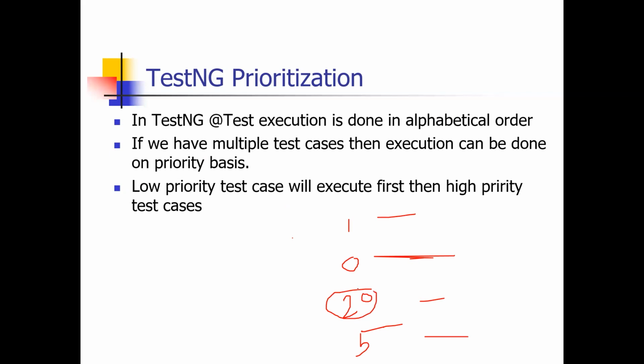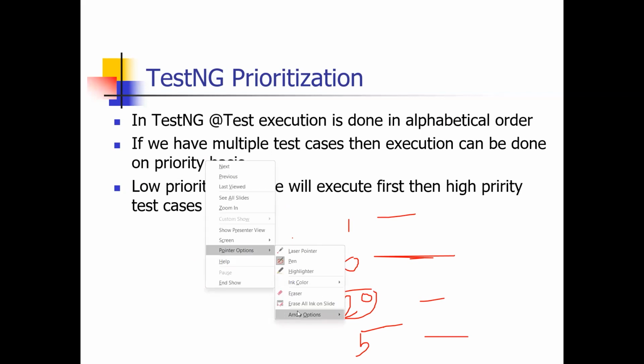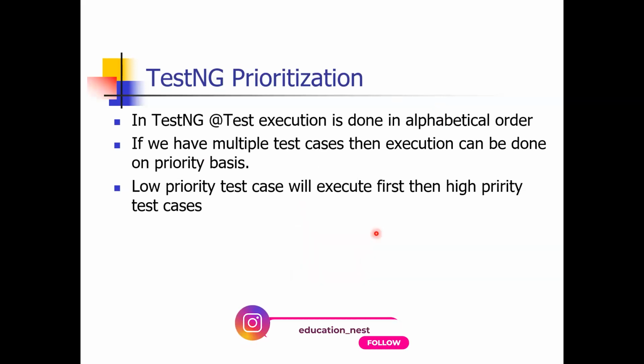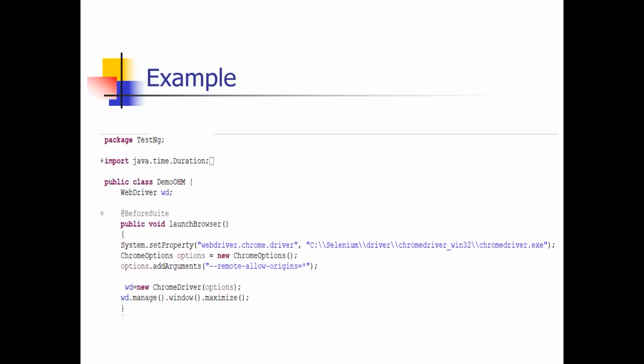Don't ask why, because those who developed this, they developed it like that only. So it is just opposite. Normally we understand that the highest priority should be executed first, but here this is the main important point. Just keep in mind, a low priority test case will execute first, then high, then the highest priority test. It means lowest to highest. Lowest to highest test cases will be executed.